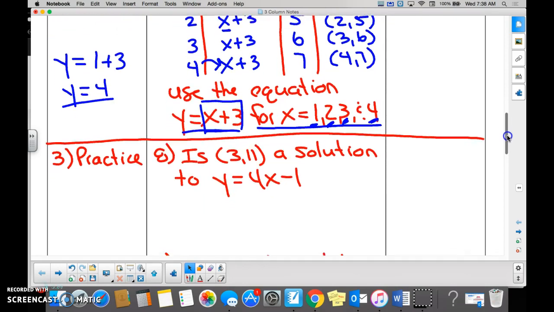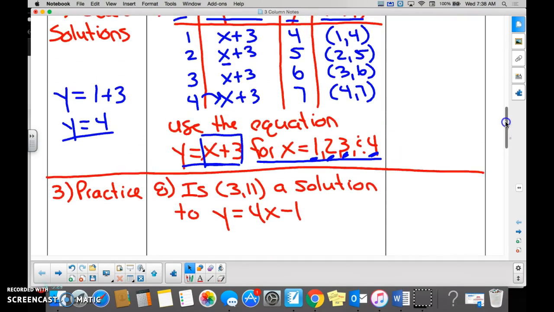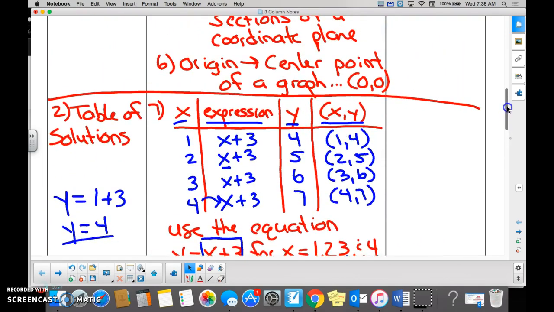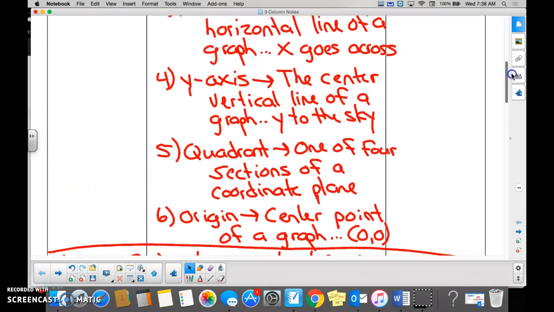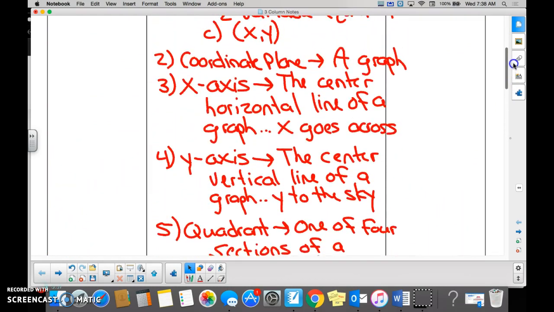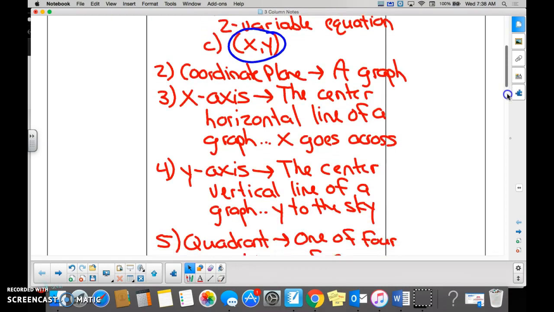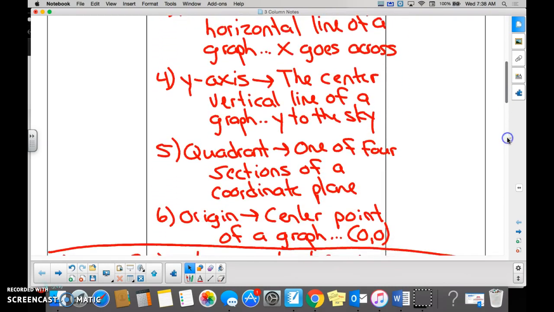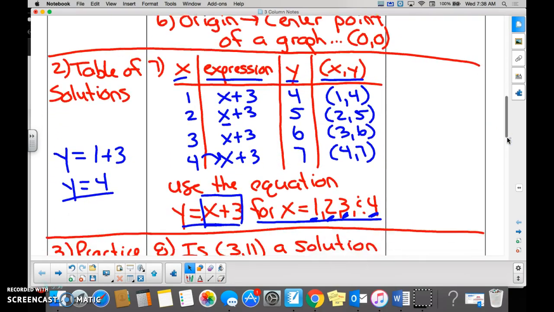I'm going to slide down here. So I have a question for you. Is the ordered pair 3, 11? So x is 3, y is 11, because remember up here, that ordered pair is x, y. Okay, so sliding all the way back down.